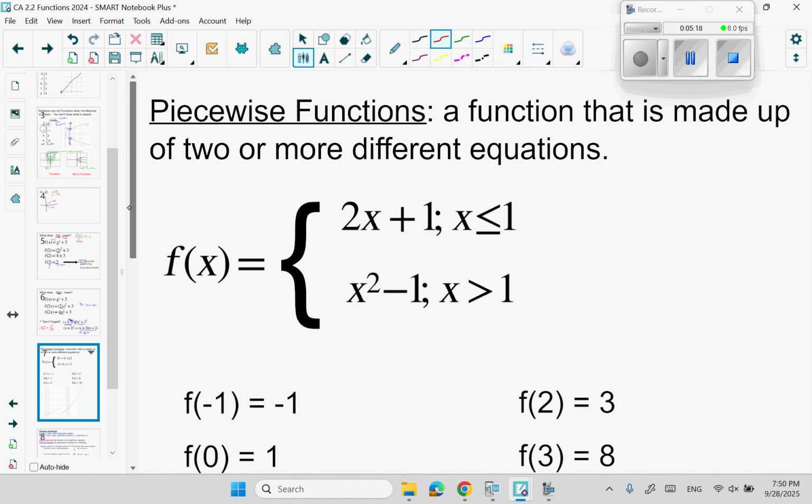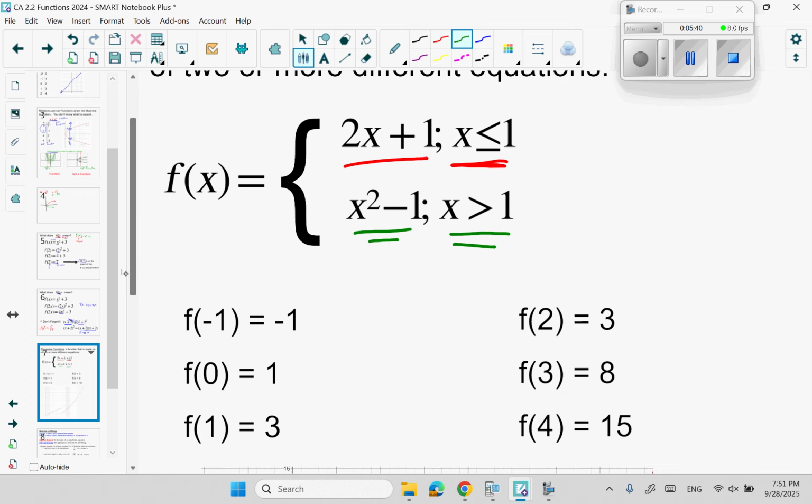Something new is piecewise functions. Piecewise functions are multiple functions together that have certain conditions. For example, in this case, when x is less than or equal to 1, we use 2x plus 1, and when x is greater than 1, we use x squared minus 1. So let's look at some values here.